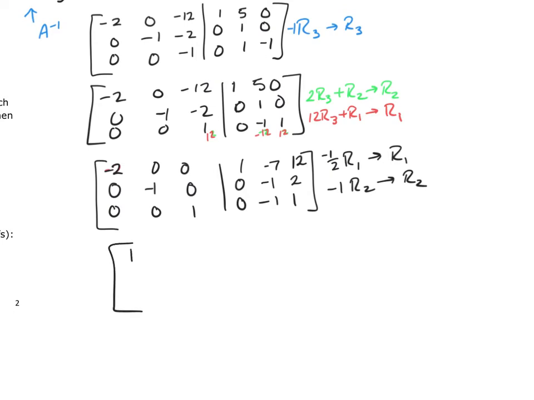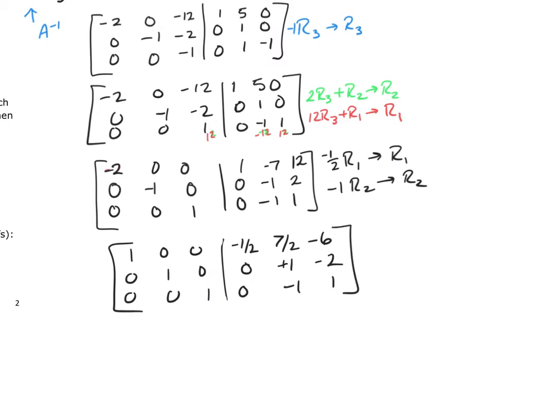So I have 1, 0, 0, 0, 1, 0, 0, 0, 1. We have the identity matrix on the left-hand side, which was my big goal. On the right-hand side, because I divided this by negative 1/2, this will be negative 1/2, this will be 7/2, this will be negative 6. The middle row becomes 0, positive 1, negative 2, and the bottom row did not change from our last set. So there we are. This is A inverse.